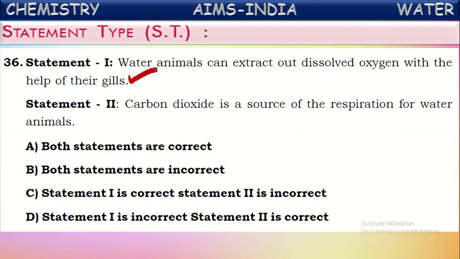Next statement: carbon dioxide is the source for the respiration of water animals. Yes, even water animals like fish absorb or extract oxygen gas dissolved in the water, not carbon dioxide. Carbon dioxide is a source for the photosynthesis of aquatic plants. But the gas used for the respiration of water animals is oxygen, not carbon dioxide. So it is incorrect. Statement 1 is true, statement 2 is incorrect. This will be the correct answer.